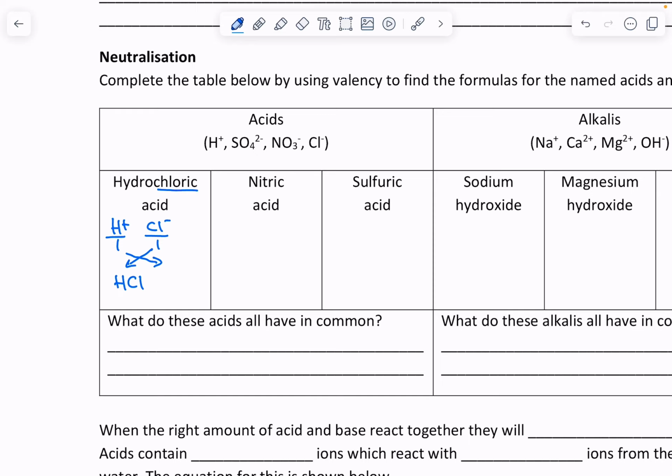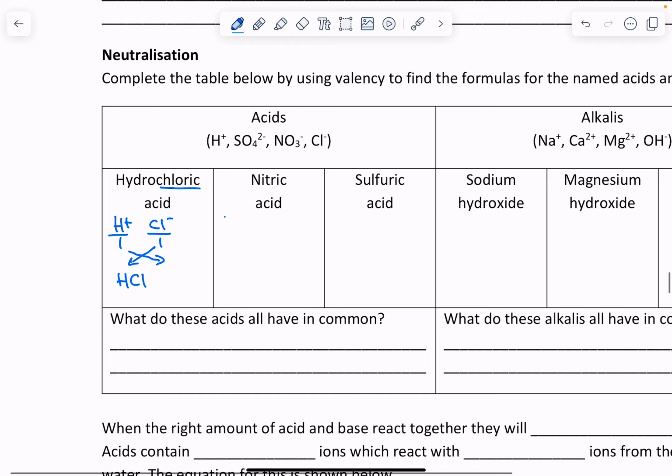Use the same approach. I will put into here for you the formulas for the ions, and then you can work out how many bonds they form, and therefore the final formula for the acids. This one is hydrogen with a sulfate, as we've got there. You do the same on the alkali side.